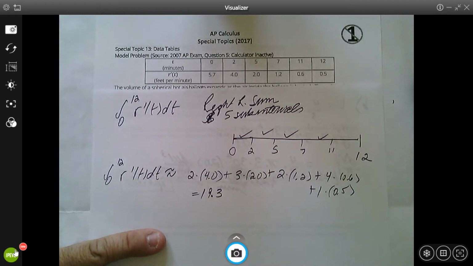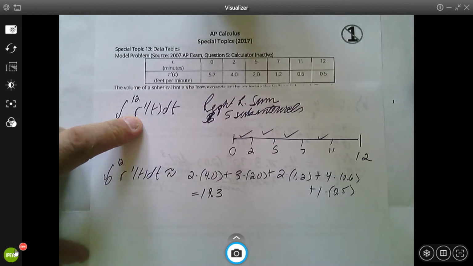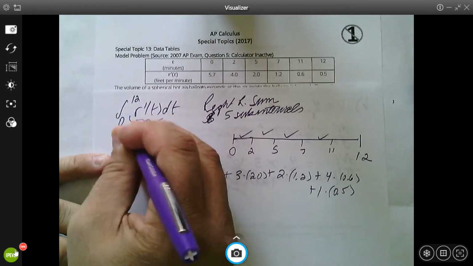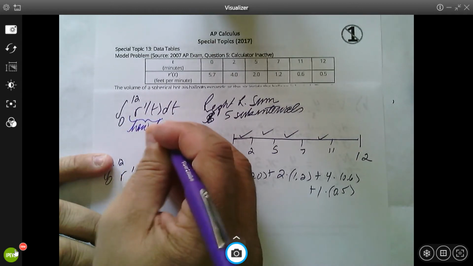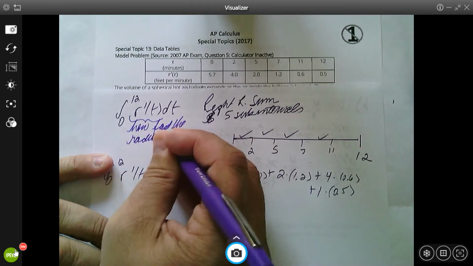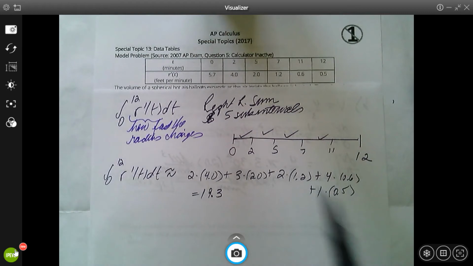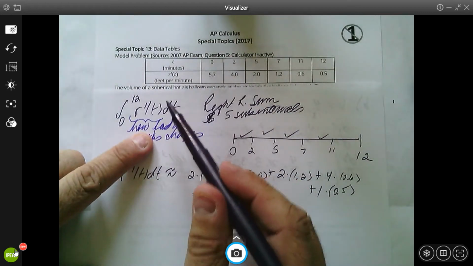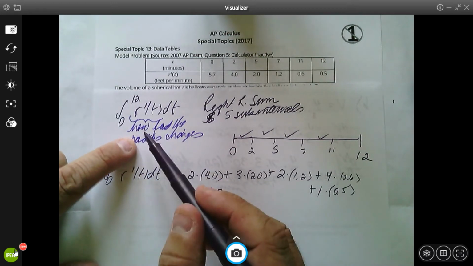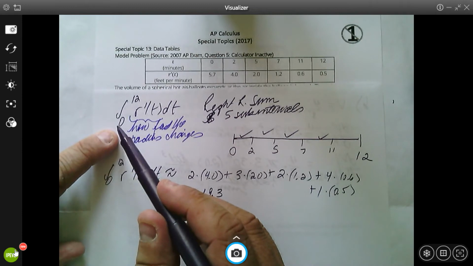Now, what does this integral represent? Well, r is the radius. R prime represents how fast the radius changes. And one of the things I really keep pushing my calculus students to think about is when you integrate a rate function, you're changing from how fast whatever's going on to how much.